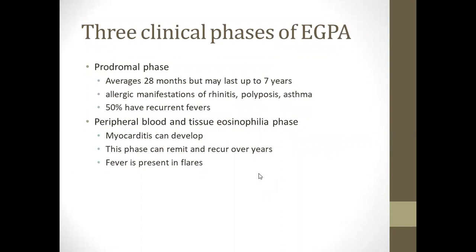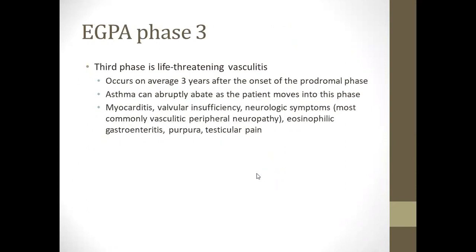They have 3 phases. The prodromal phase lasts about 28 months and can last up to 7 years. They have the allergies, rhinitis, polyposis, asthma. They can have recurrent fevers. Then they move into the more chronic phase where myocarditis can develop, and that can remit and recur over years, and fever will be present in flares. And then finally, in the 3rd phase, they can develop the life-threatening vasculitis, and that on average occurs 3 years after they've started with the prodromal phase.